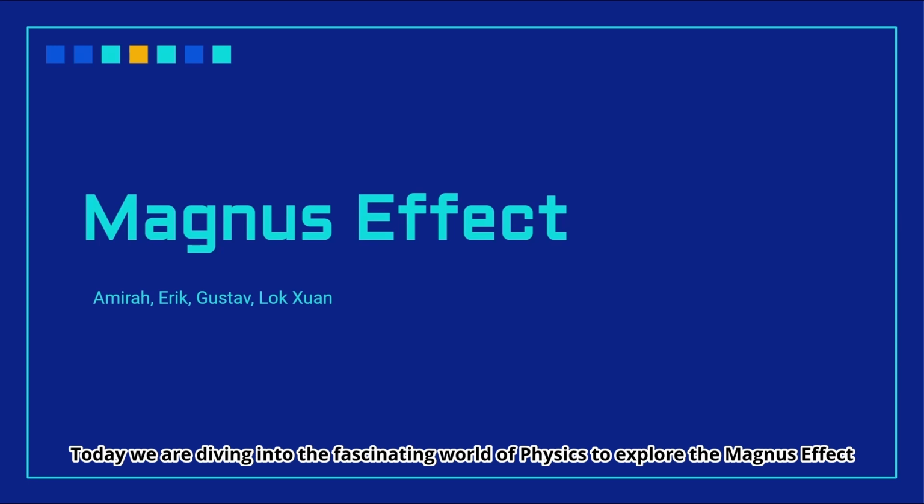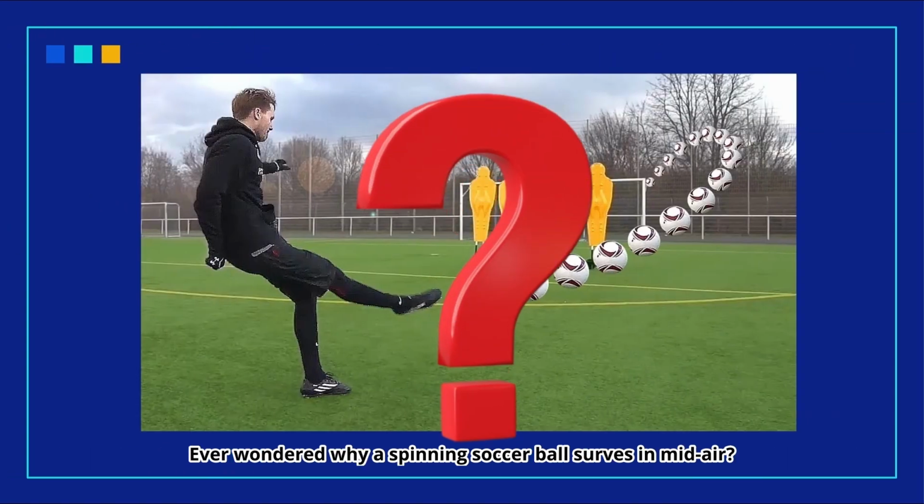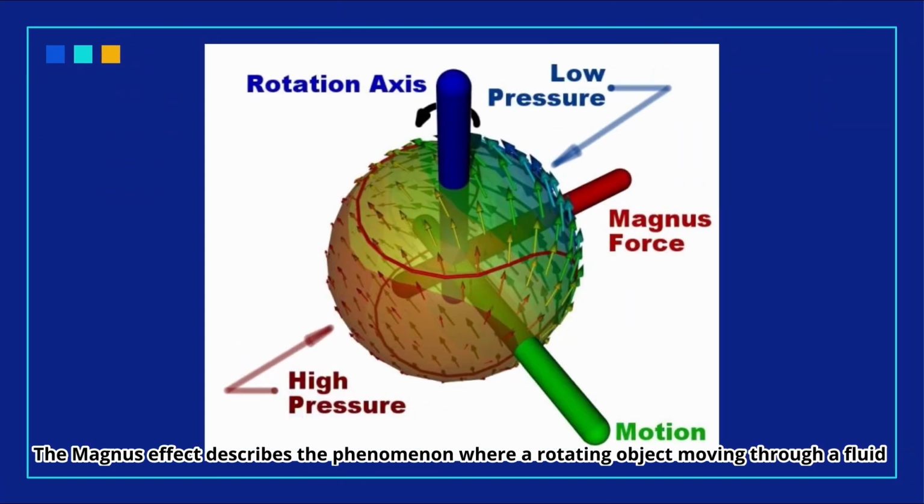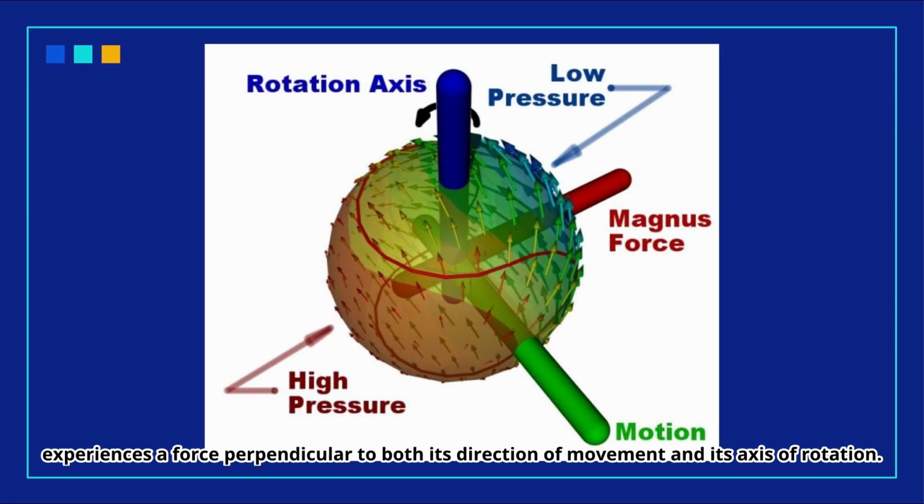Today we're diving into the fascinating world of physics to explore the Magnus effect. Ever wondered why a spinning soccer ball curves in mid-air? Let's find out! The Magnus effect describes the phenomenon where a rotating object moving through a fluid experiences a force perpendicular to both its direction of movement and its axis of rotation.